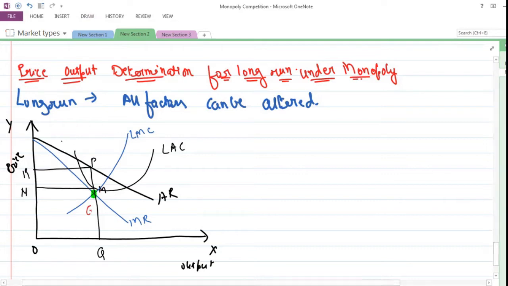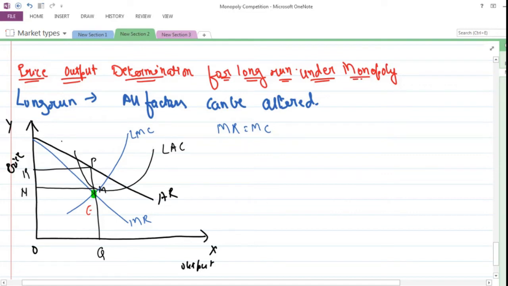In the diagram, the monopoly firm reaches the position of equilibrium at E, like I said. Why equilibrium is attained at this point is because here MR is equal to MC. The MR is equal to MC, and the MC curve cuts the MR curve from below. Okay, it cuts it from below.